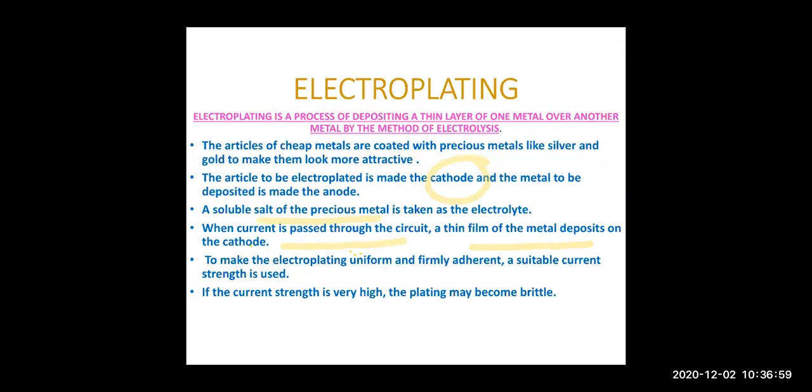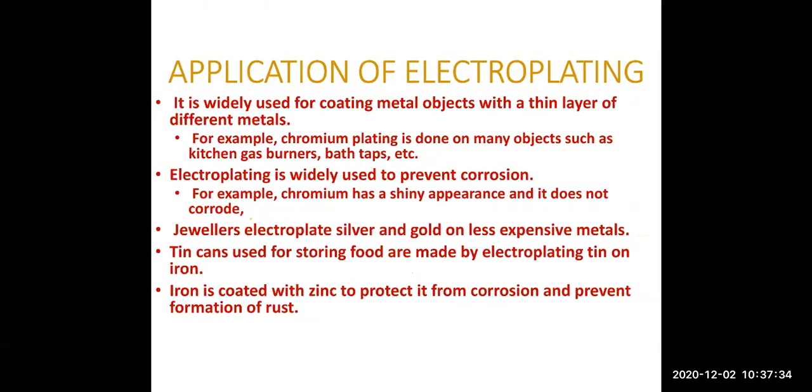Right, children? So if you want to make your electroplating very firm, that it should be very strong, then you have to pass strong current. And if you pass very strong current, then the plating can break easily. So the current which you pass should not be very high, otherwise once the plating is done, it becomes brittle, means easily breakable. Right? So this is your electroplating, that is depositing a thin layer of one metal over another metal by the process of electrolysis.